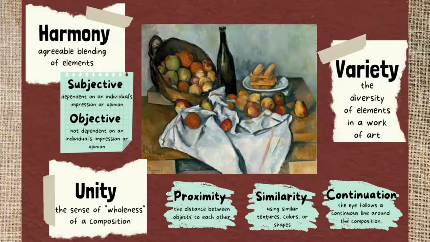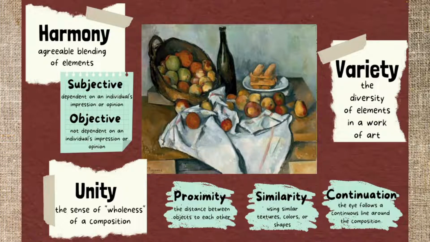in this painting. We have general items that we would all see on a table. We have the glass bottle, the basket of fruit, those are ladyfinger cookies on a plate. So we have food, we have a plate, a table. Everything looks like it would belong together, and it's all more or less painted in the same style, which we can refer to as unity.